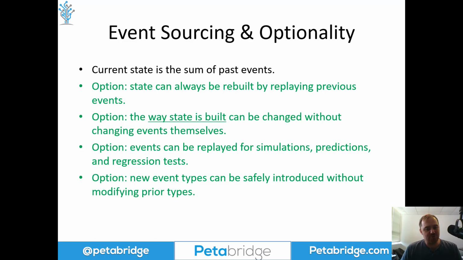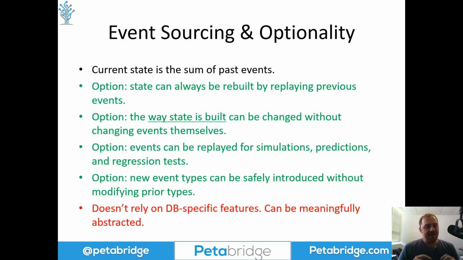Being able to introduce new types without having side effects on other ones helps increase the safety of the system over the long run and makes it much less likely you're going to introduce an irreversible regression that's going to blow up your system. And so finally, the other big benefit of event sourcing is that it typically doesn't rely on database-specific features, so you can meaningfully abstract it. Akka.persistence is a very good example of this, for instance. Akka.net does not rely on a lot of database-specific features in order to work.